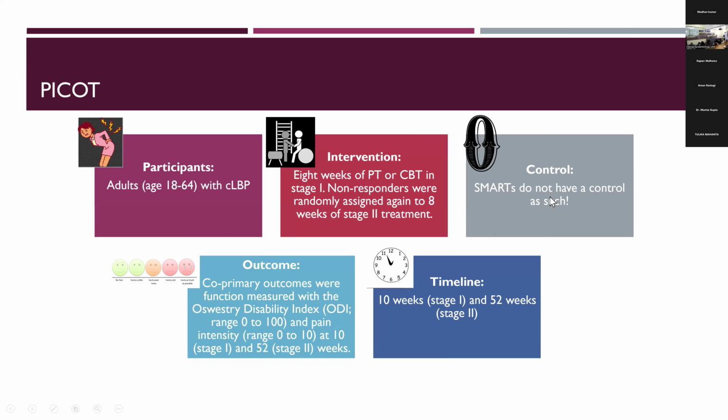The control is nothing. SMARTs don't have a control arm. That's why I said a SMART is not an RCT. A SMART has multiple adaptive intervention arms. It has no control, so you are not evaluating any one treatment against another treatment. You are just evaluating the efficacy of one adaptive intervention versus another, but it is not to say that one is better than another. Co-primary outcomes were measured with the ODI or pain intensity at stage 1 at 10 weeks and stage 2 at 52 weeks, and the timeline was either 10 weeks or 52 weeks.